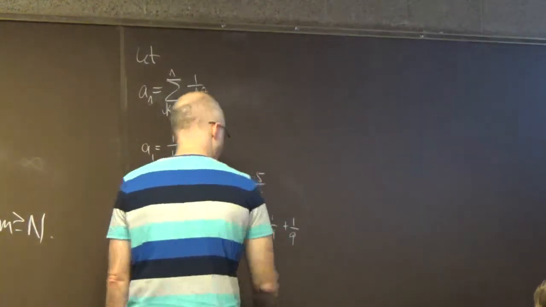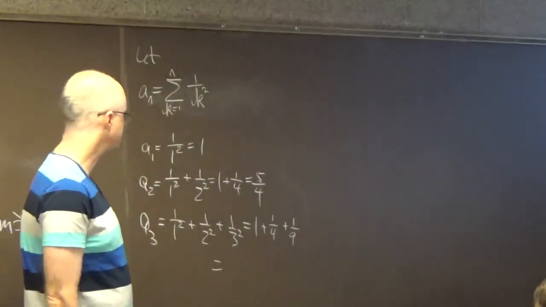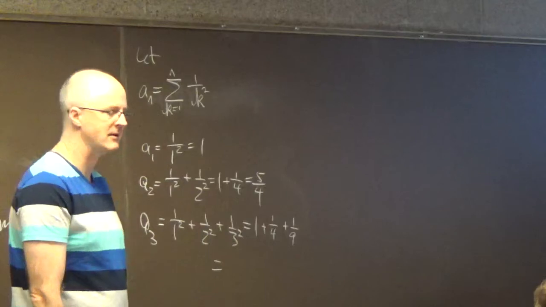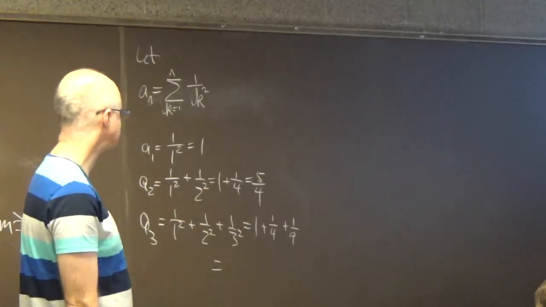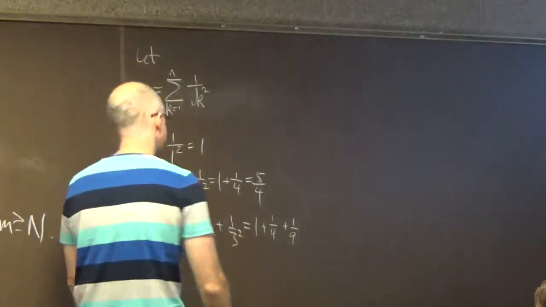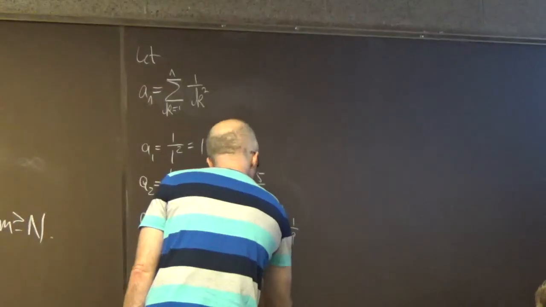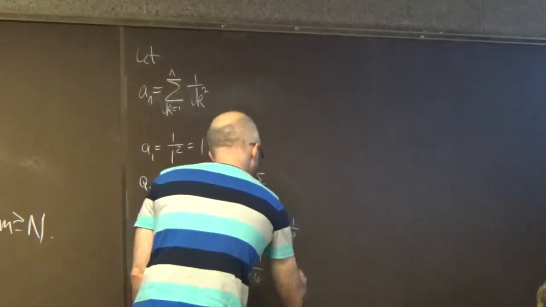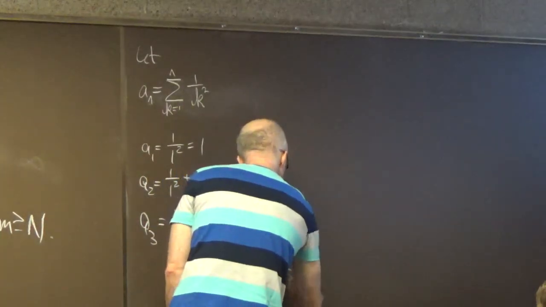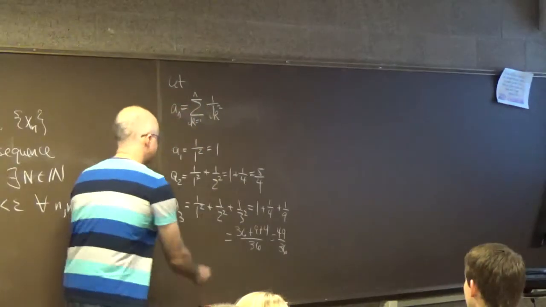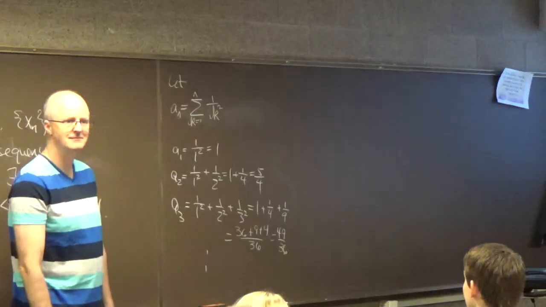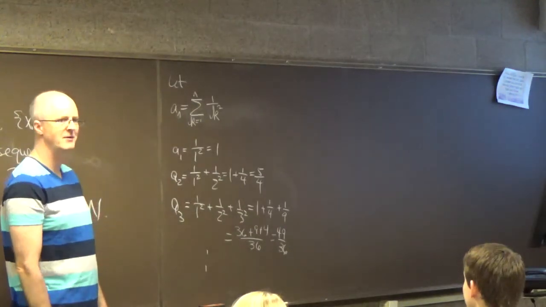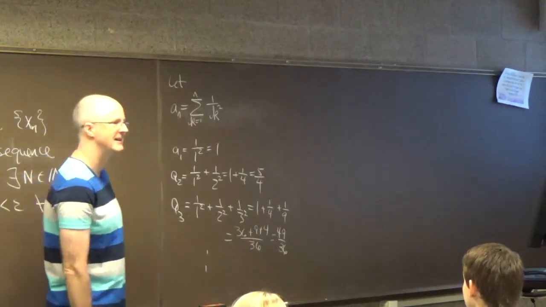Okay, I'll add the fractions here. Hopefully I won't make a mistake. Common denominator of what? 36? 36 plus 9 plus 4 over 36. That's 49 over 36. Etc. Did I do it right? Add my fractions right? Okay.